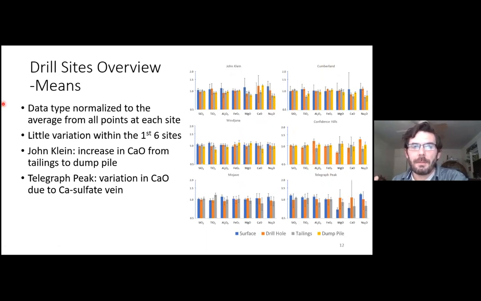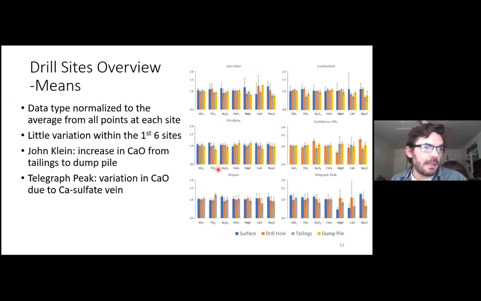One of the changes we do see over here in John Klein is a change in calcium from the tailings through the dump pile. I reported on this in a previous paper. Basically, this maps up very well with just a change in the distribution, just by happenstance, of calcium sulfate veins down the drill hole. But it does show that we're able to observe some of these differences.